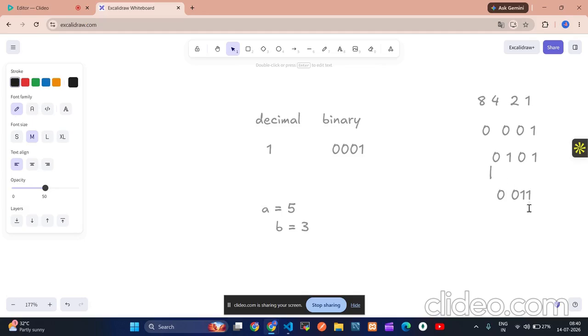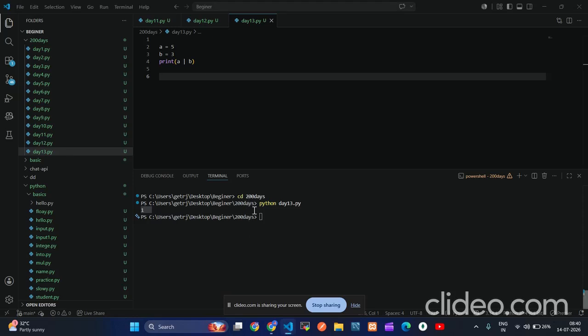If 0 or 0, it comes 0. If 0 or 1, it comes 1. If 1 or 0, it comes 1. If 1 or 1, it comes 1. So 4 plus 2 is 6, plus 1 is 7. So the result becomes 0111. The binary 0111 is equal to decimal 7. We will check the result here also. The result is the same.